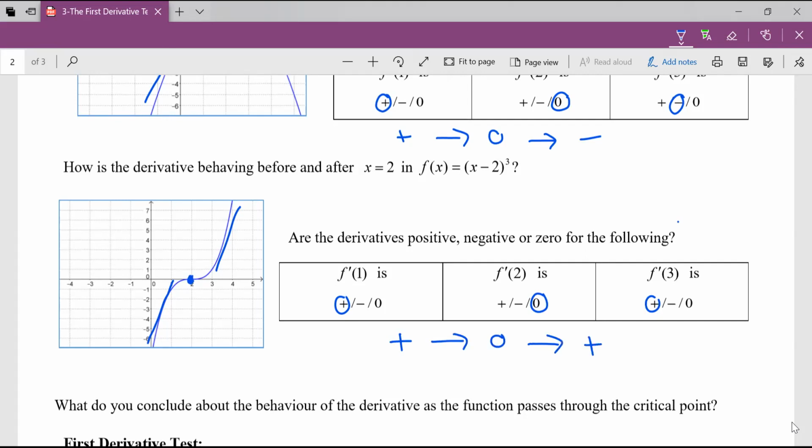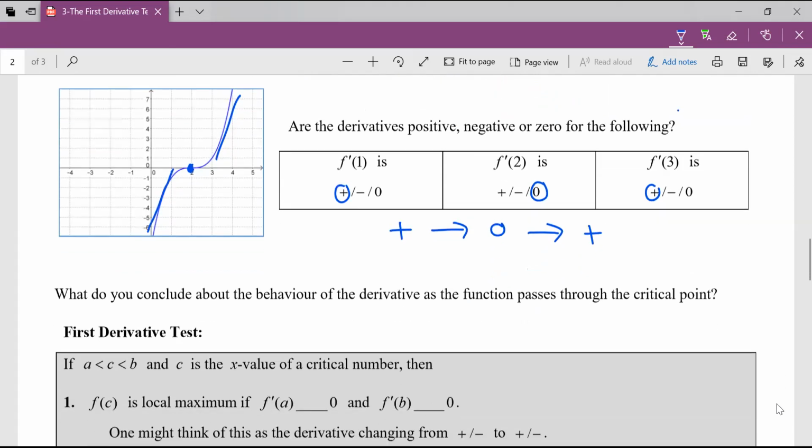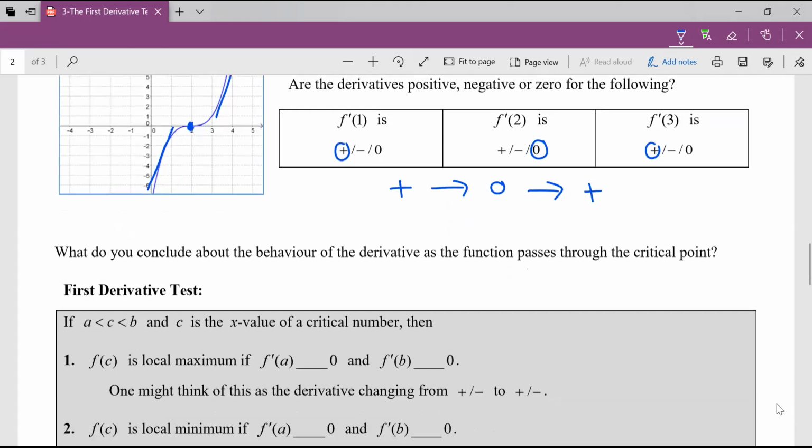Remember what Fermat's theorem tells us: if we have a relative max or min, it must occur at a critical number. But the converse isn't true. Just because we have a critical number, it does not guarantee we have a relative max or min. So just one thing to keep in mind, just because you found a critical number doesn't mean you are guaranteed a max or a min.